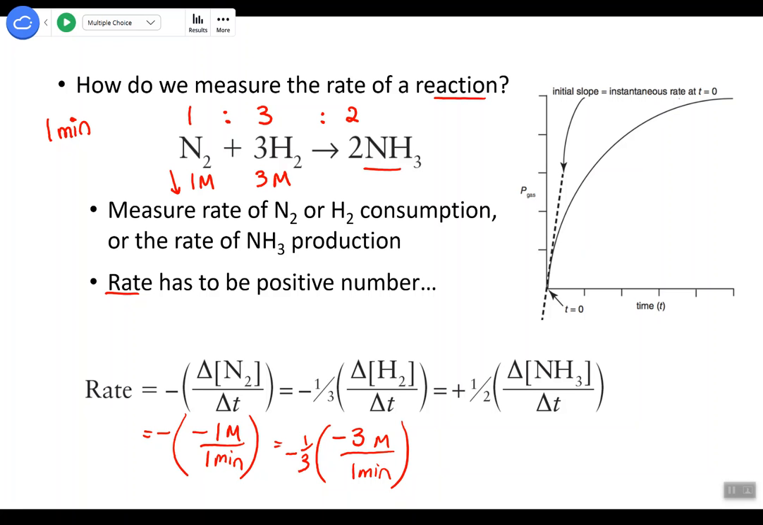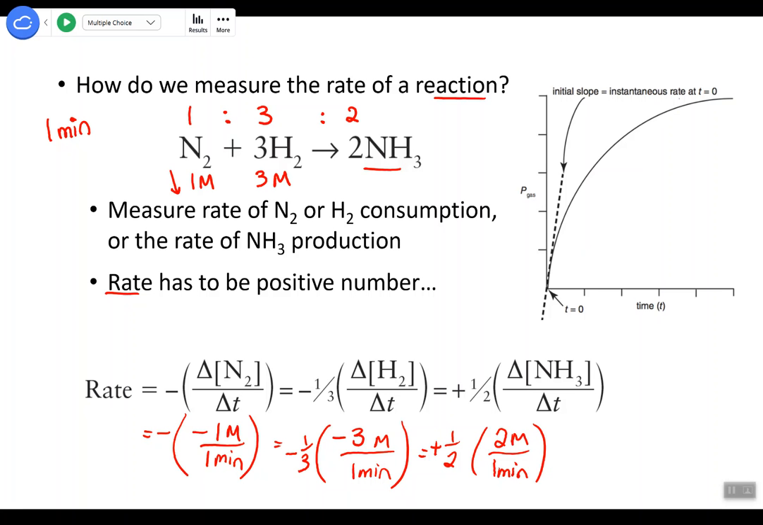Or I could measure the production of NH3 gas. In that 1 minute, if I used up 1 mole of nitrogen, I would produce 2 moles per liter of NH3 in that same 1 minute. But if I wanted to talk about the balanced reaction, it would be a half. You don't need to memorize this, but we do need to know how to interpret the rate of the reaction in terms of this component to this component to the overall reaction. If I told you the rate of consumption of N2, you would be able to tell me the rate of production of NH3.